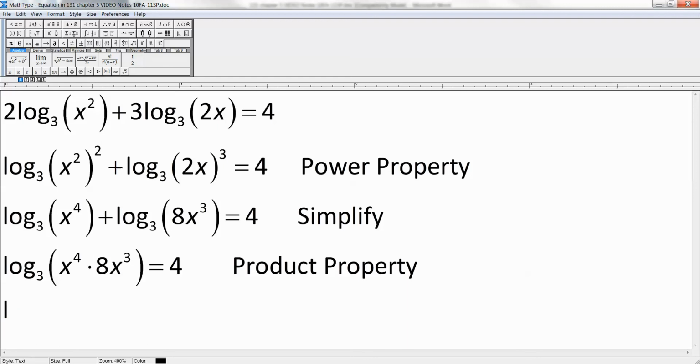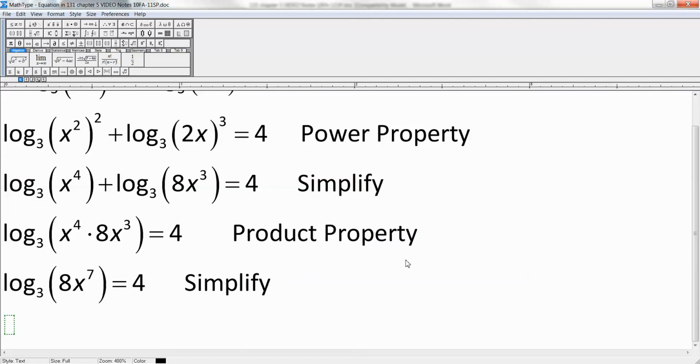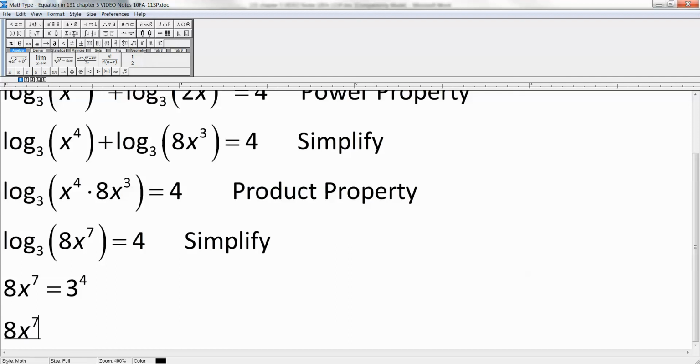Okay, so this is the log base 3 of 8x to the 7 equals 4. We're just doing a little simplifying right there. All right, now we're going to rewrite, because you need to solve this for x. The only way to get x out of this logarithm is to rewrite it. So 8x to the 7th equals 3 to the 4. So it's 3 to the 4 equals 8x to the 7th. And 3 to the 4, by the way, is 81. So 8x to the 7 is equal to 81.